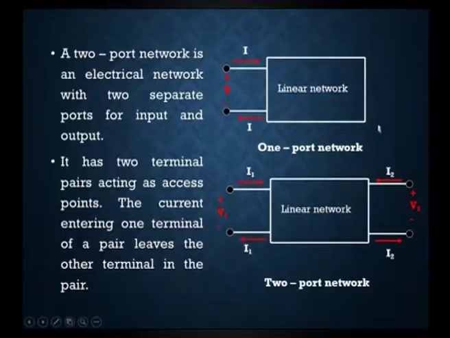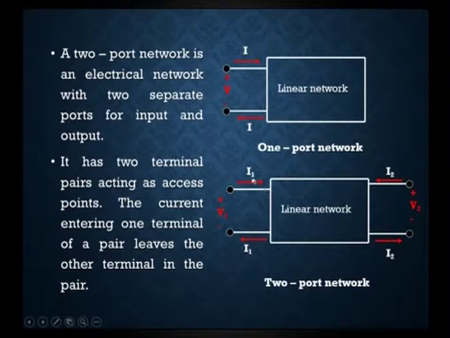So in the two port network that we studied previously, there are 4 parameters, that is V1, I1 and V2, I2. These are the parameters of a two port network. We want to find these parameters for knowing the characteristics of the circuit. So all this we will study in the upcoming slides.